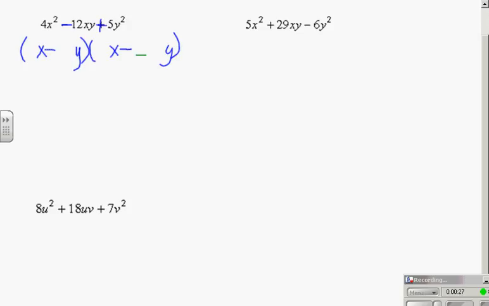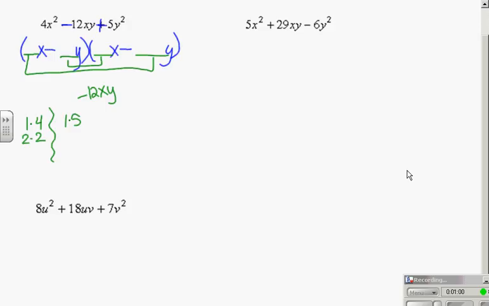Now I have to figure out what pieces are going in for each of those coefficients so that when I multiply and then add, I get negative 12xy. So I'm going to look at my factors of 4, 1 and 4, 2 and 2, and I'm going to look at my factors of 5, 1 and 5. Since I'm subtracting both pieces, two negatives, that really means I'm adding. So how can I combine these two sets, one from each side, to make 12?